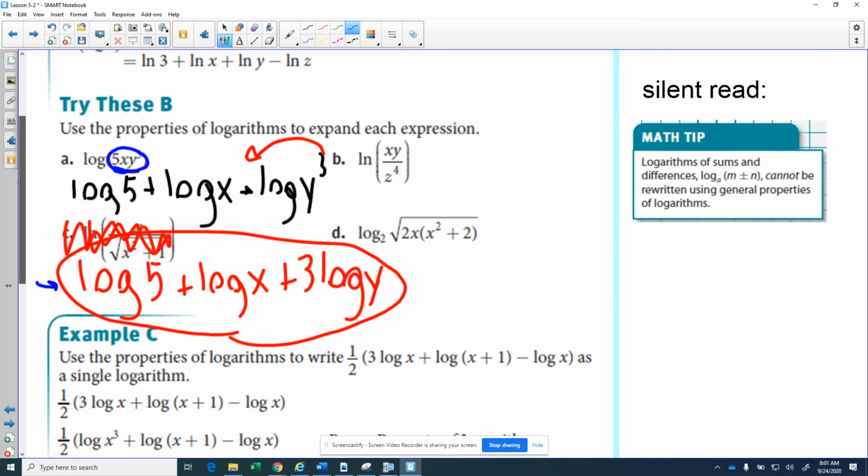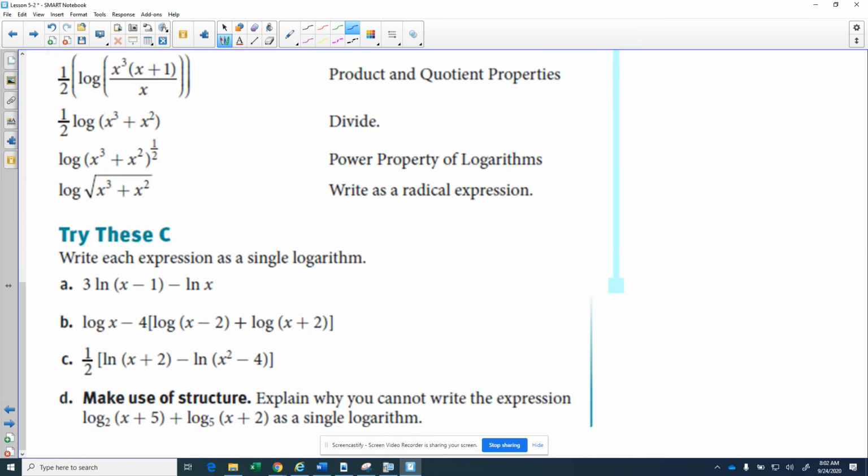The last one we're going to talk about is a condensing problem, where what I'm really going to do is condense these values together basically by working in the opposite direction. Addition goes to multiplication, subtraction goes to division, and so forth. So here's how I'm going to look at this first problem here. Letter A. We have 3 ln of x minus 1 minus ln of x.